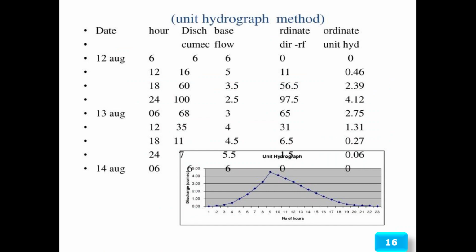Then see the unit hydrograph method, with the date based, hour based, discharge in cumecs, and the ordinates. Based on the curve, the flow will increase and again decrease, for example on 12 August, 13 August, 14 August. The graph is based on the number of hours with the discharge in cumecs.